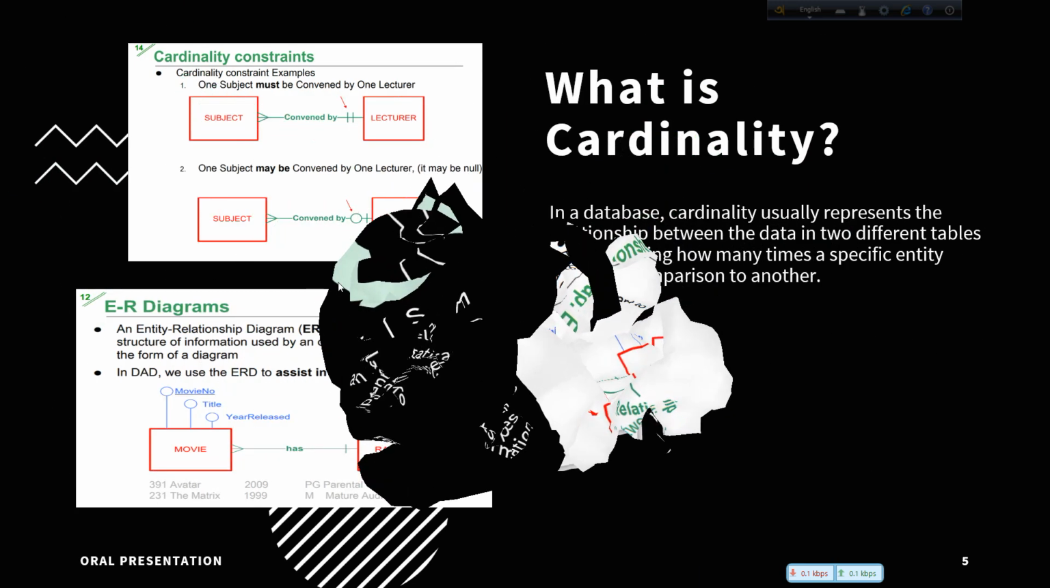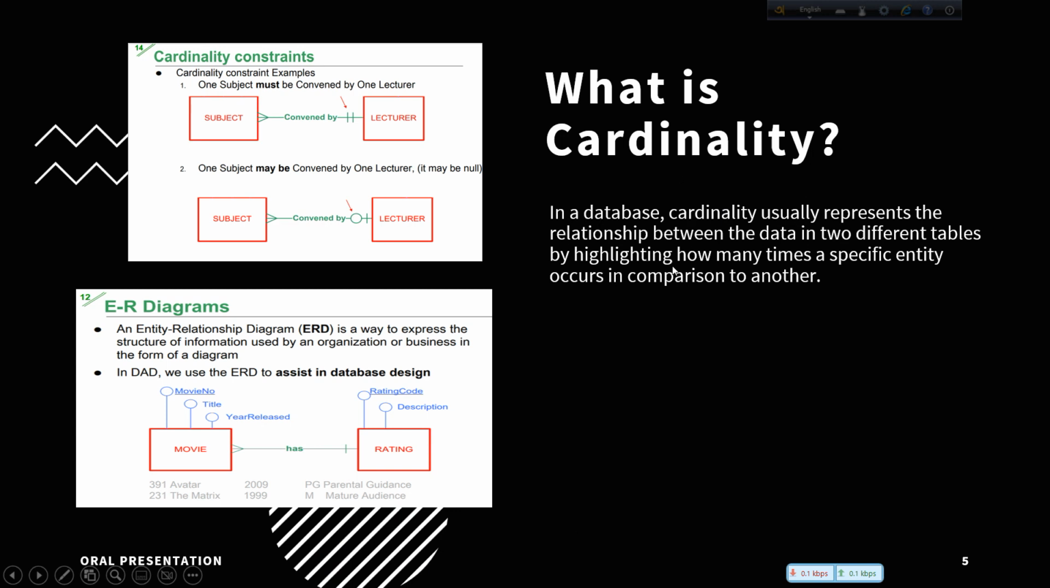Then, to cover requirement number one, I have to know what cardinality is. In a database, cardinality is used to represent the relationship between the data in two different tables by highlighting how many times a specific value occurs compared to others. Basically, it's a relationship between two tables.